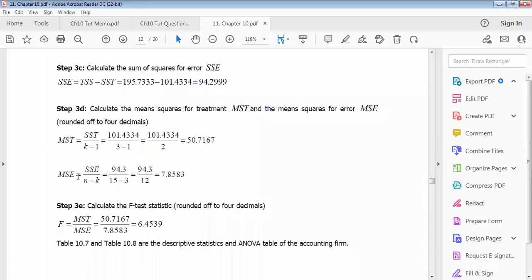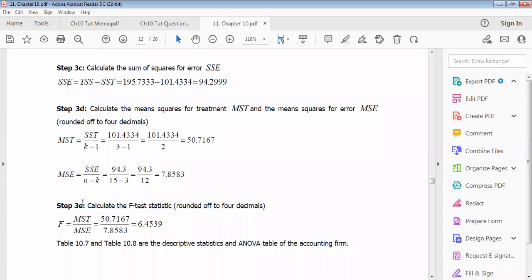Okay, and the mean sum of squares for error is basically just this whole thing that you found here, SSE over N minus K. Don't confuse yourself here. The first one is K minus 1, the other one is N minus K. Then you find your answers.